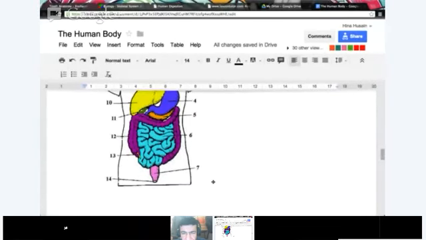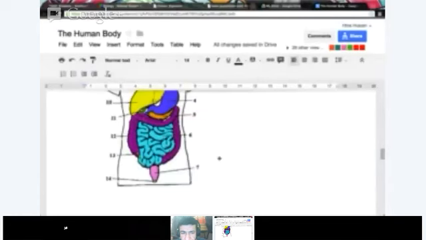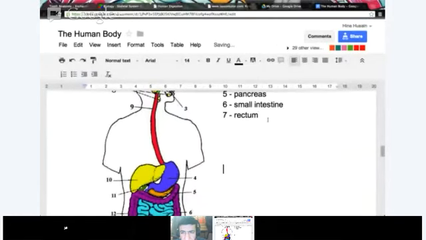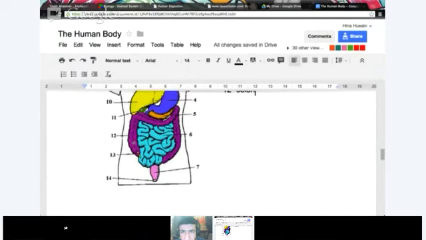We will get to that as well. Colon is this part here, number 12. So number 12 is colon. So this part of the large intestine is called the colon. This part is called the rectum.